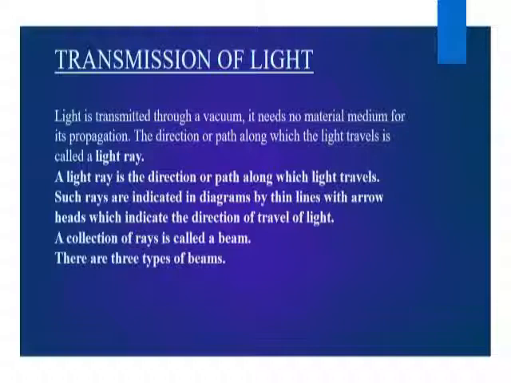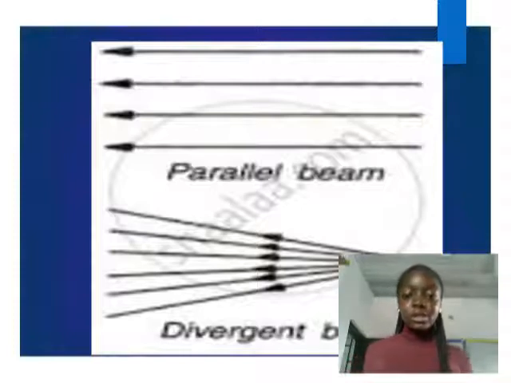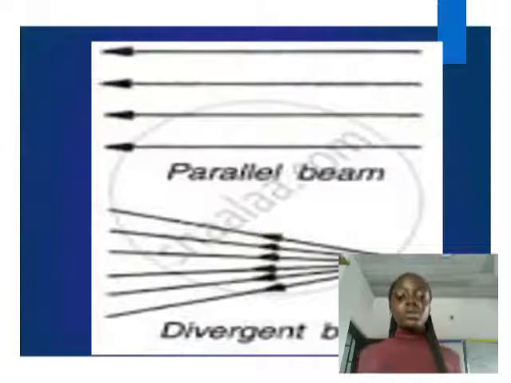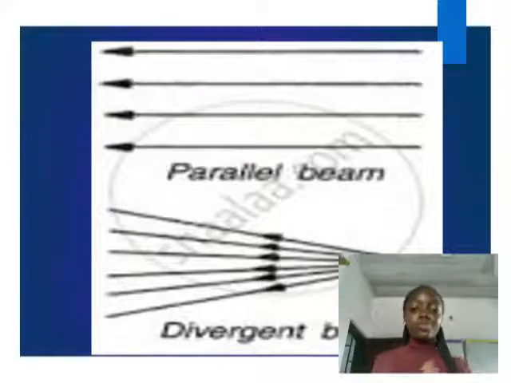Okay, here we have different types of beams instead of rays. First, we have the parallel beams. This is the type of beam of light that, just like parallel lines, they don't meet. They just keep going. As long as light travels in a straight line, they keep going without meeting.